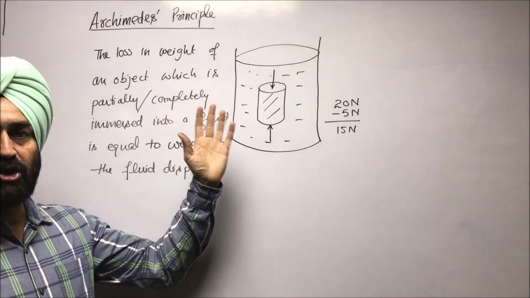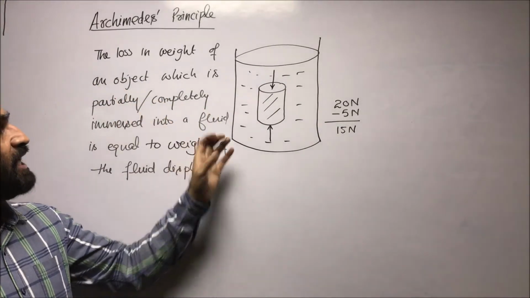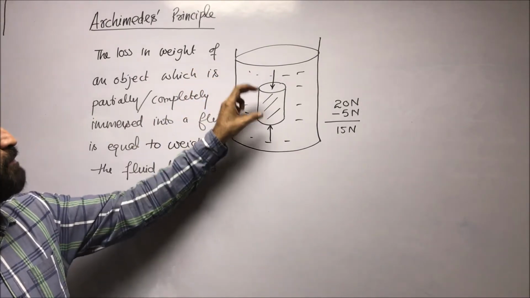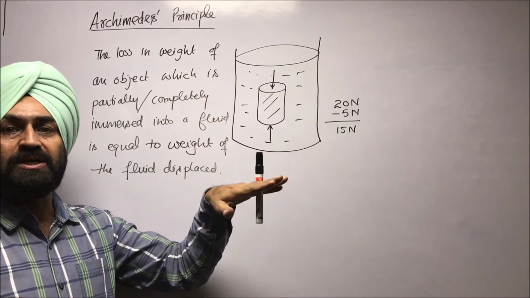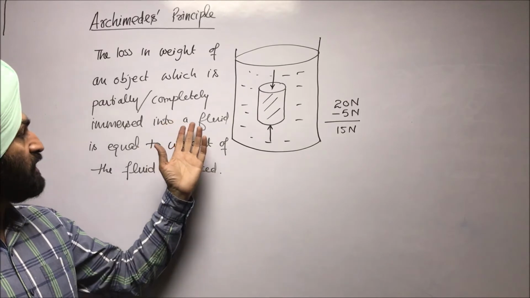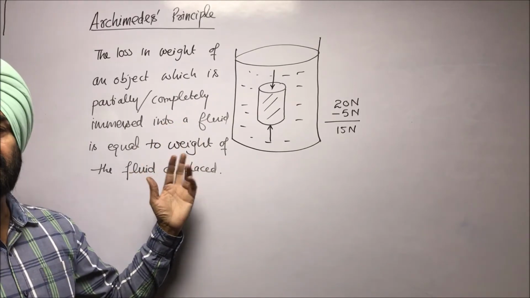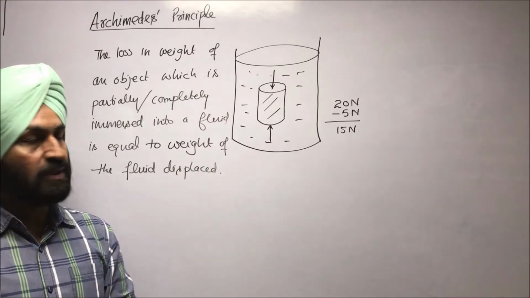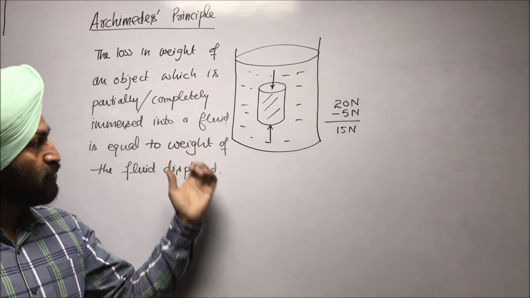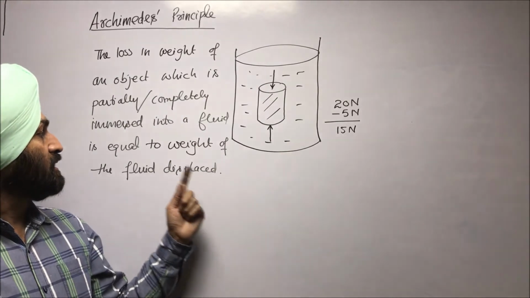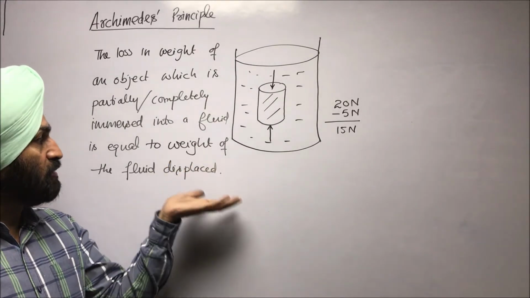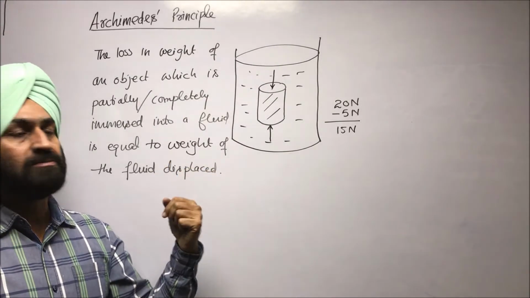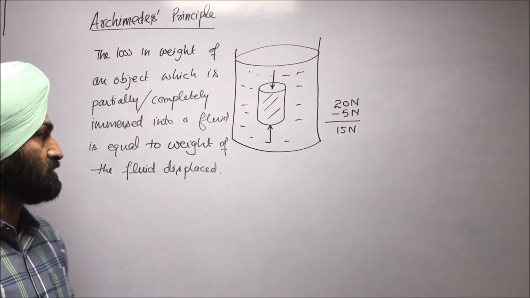Loss in weight of an object which is either completely or partially put into water is exactly equal to the weight of the liquid or fluid displaced by it. Now we have to prove it. Why is the loss, or the buoyant force, equal to the weight of the fluid displaced?